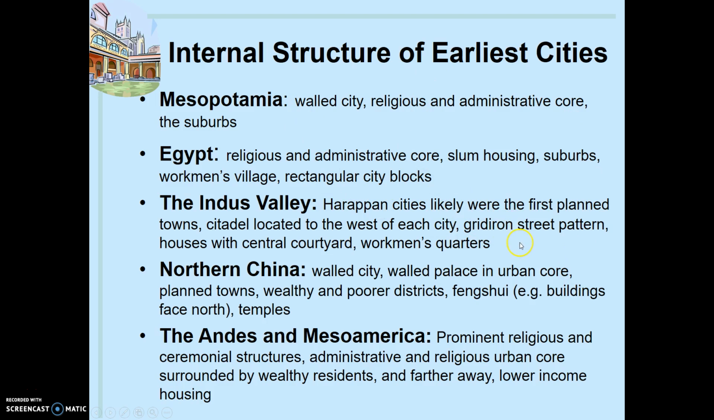But some of the basic features about all those ancient cities: pretty much they have walls surrounding the cities. And religion played a very important role. And also cities usually have administrative core, religious areas, suburbs, workshops, slum housing, and some other elements.